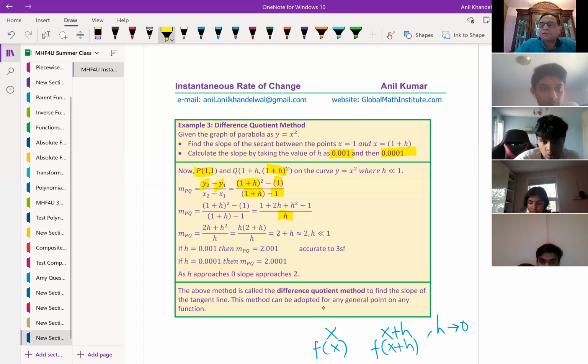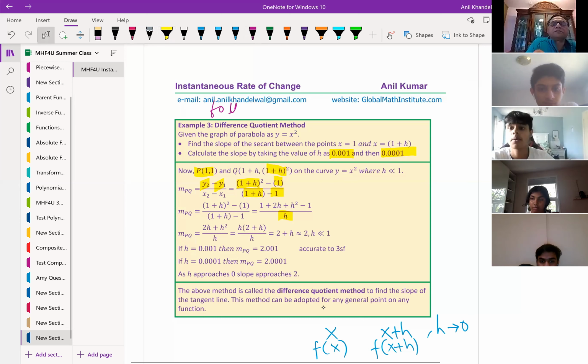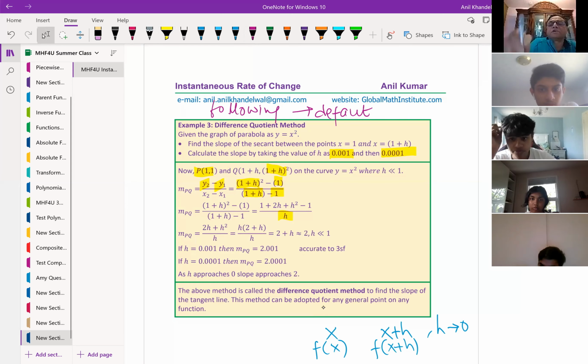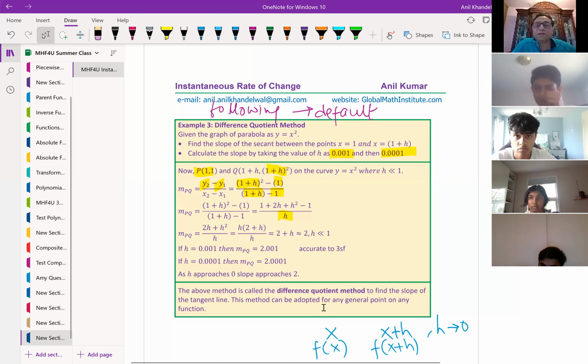Sir, so this would be the following method, right? Because 1 plus h. Yes. Okay. Following method, default method. Got it, correct? Following method will be default method and difference quotient is the ultimate default method. You will soon realize why it is required.